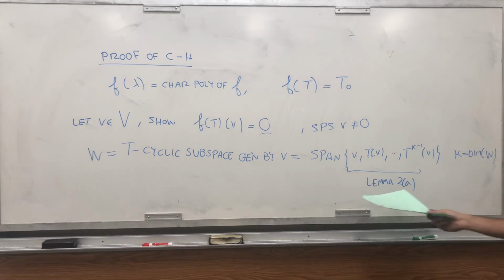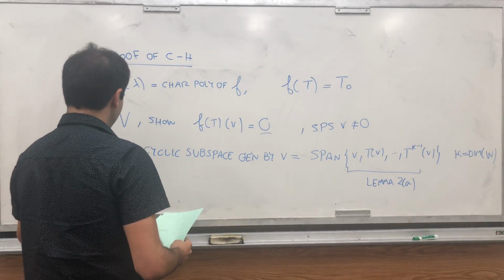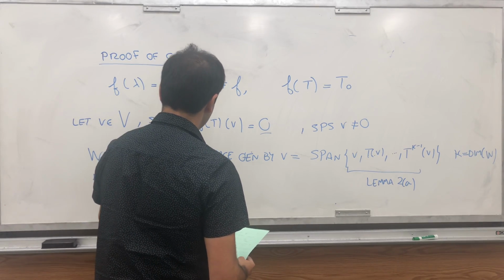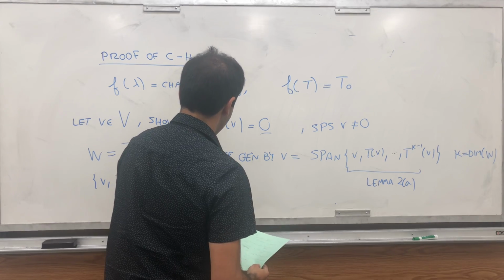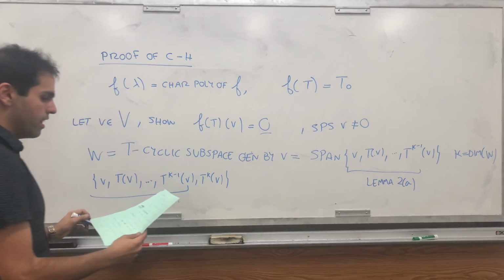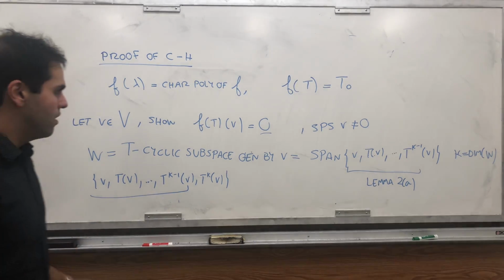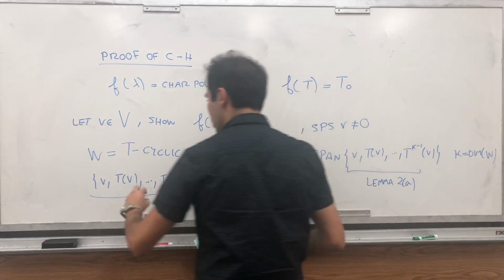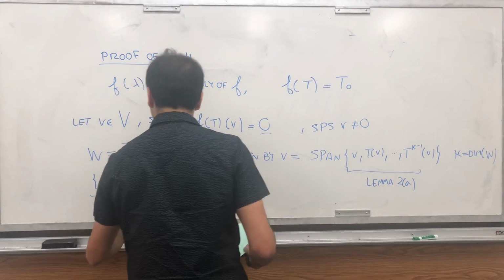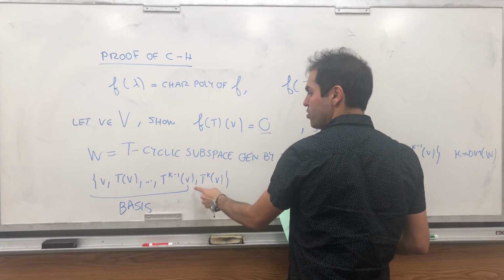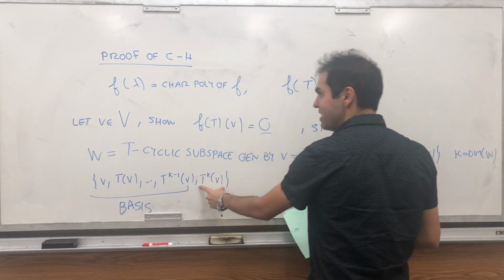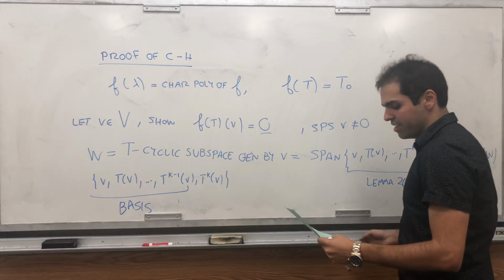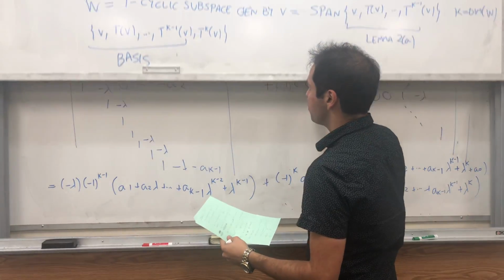Now, consider the set up to T^k: v, T(v), dot dot dot, T^{k-1}(v), and then T^k(v). Now, by lemma 2a, this we know is a basis for W. And in particular, because you're adding this redundant vector, what this means is that T^k(v) is a linear combo of the other previous vectors, which you can write as follows.